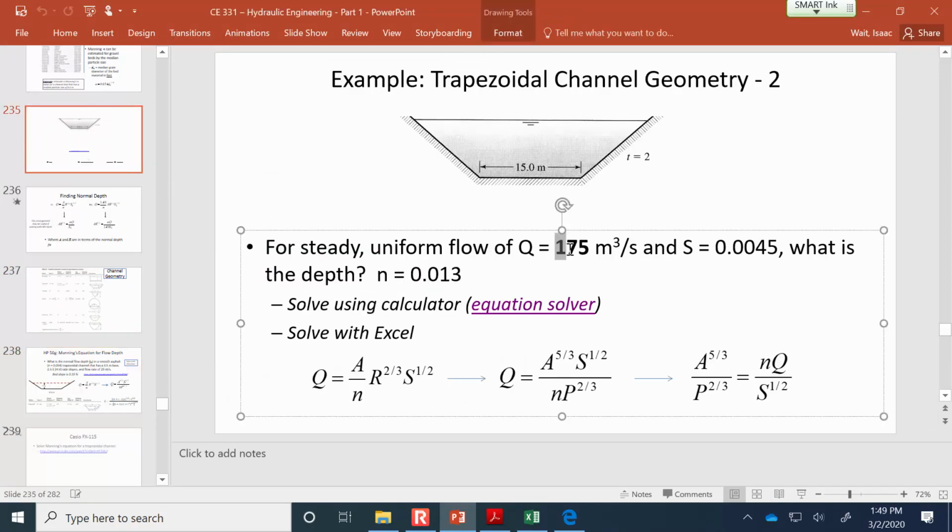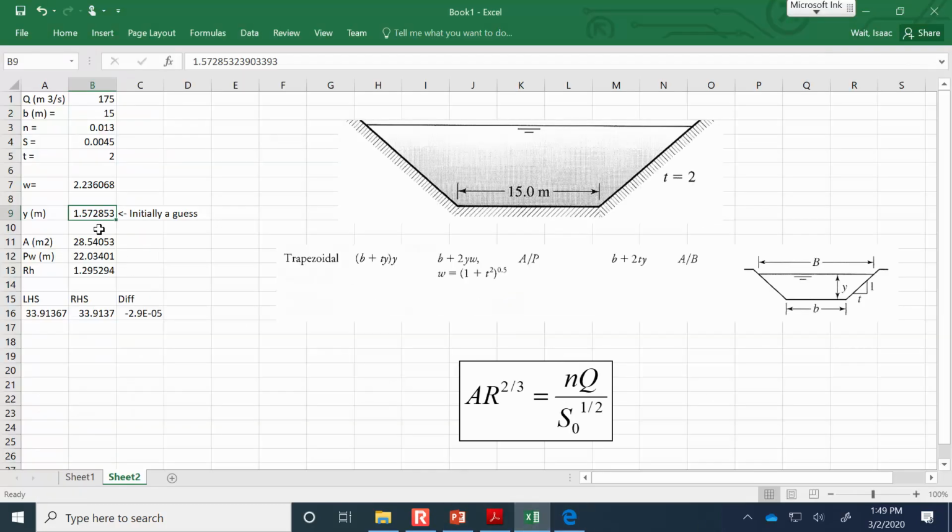And so the initial question was, for a flow rate of 175 cubic meters per second, a slope of 0.45%, and this roughness value of 0.013, what would be the depth? And the depth would be 1.57 meters.